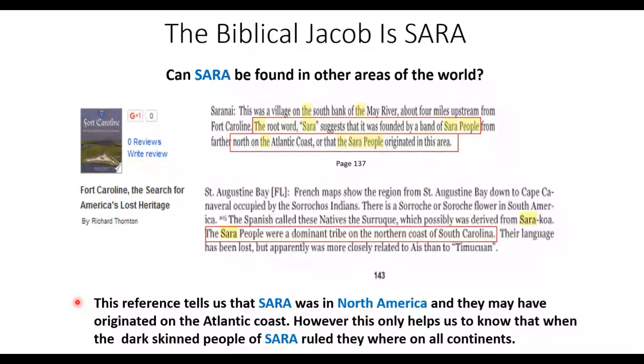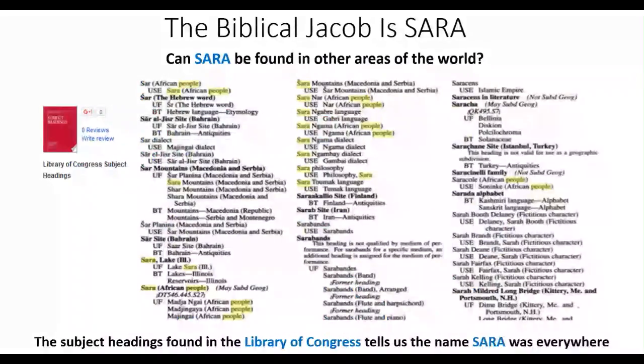But to keep on with this, this reference tells us that SARA was in North America, and they may have originated on the Atlantic coast. That's the East Coast. However, this only helps us to know that the dark-skinned people of SARA ruled on all continents. So we're getting ready to see now, how far did SARA reach?